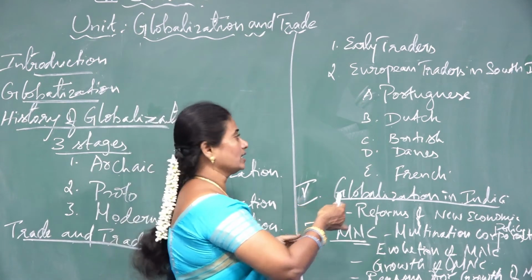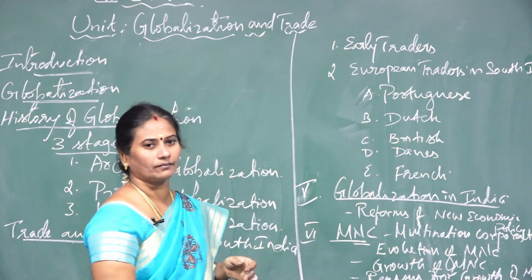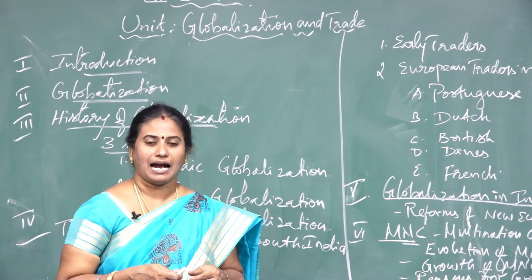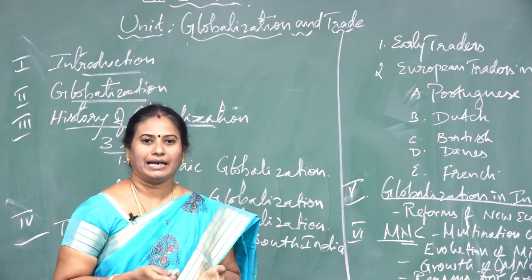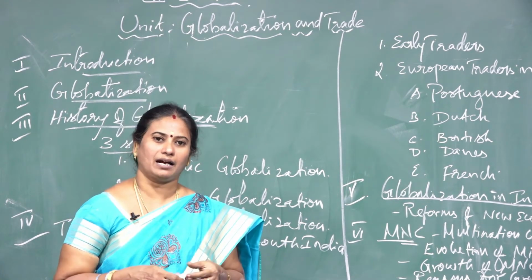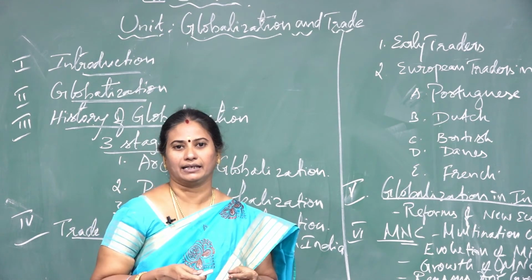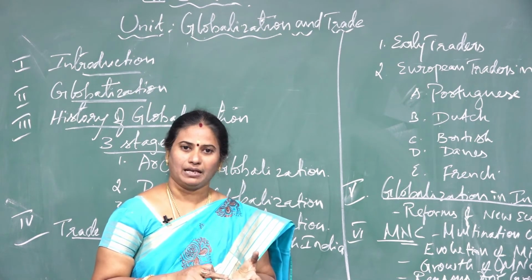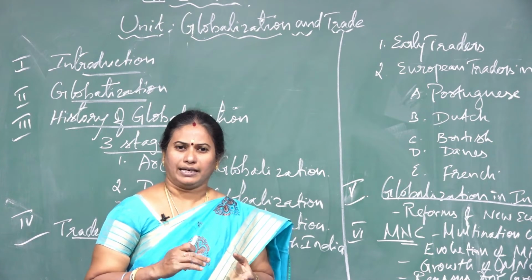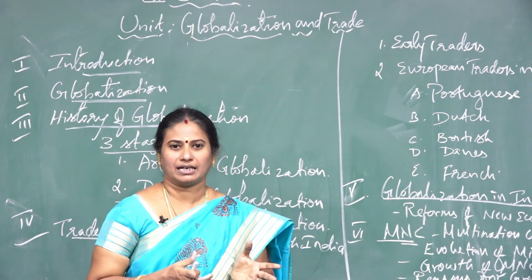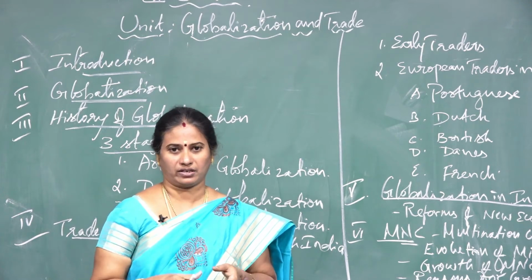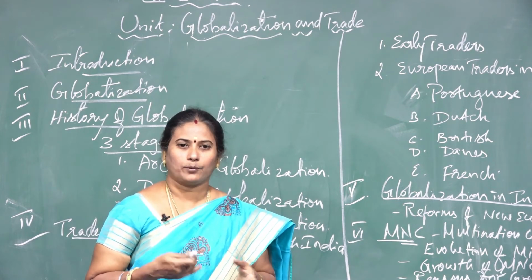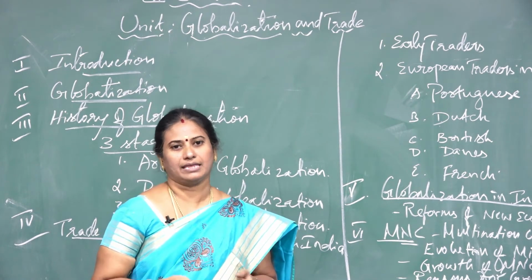Next, I am going to explain about the Dutch East India Company. The Dutch undertook several voyages from 1596 and established the Dutch East India Company in 1602. In 1605, Admiral Van der Hagen established trading centers at Masulipatnam, Devanapatnam and Nizamapatnam. In 1610, after getting permission from the Raja of Chandragiri, he founded another factory at Pulicat. Later on, Pulicat became the headquarters of the Dutch in India.